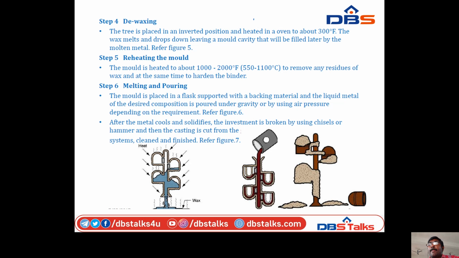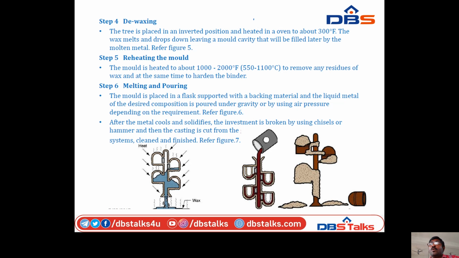Melting and pouring. The mold is placed in the flask supported with a backing material, and the liquid metal of the desired composition is poured under gravity or by using air pressure, depending on the requirement. Then refer to figure number 6.